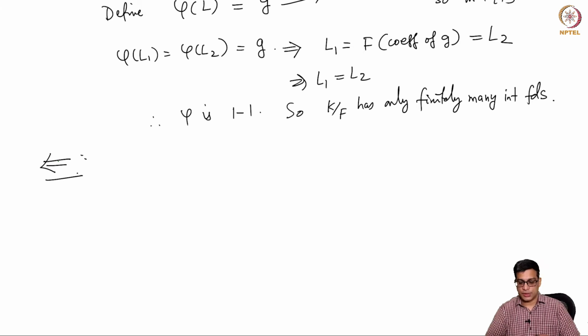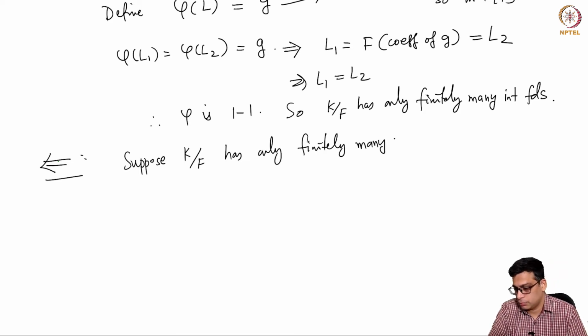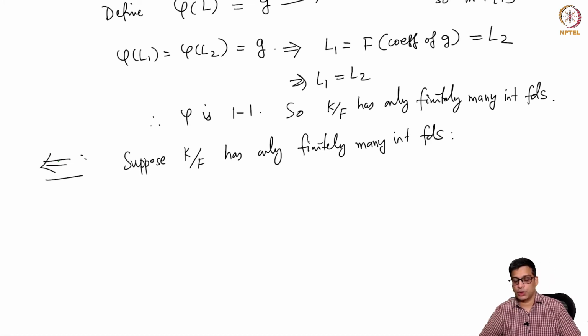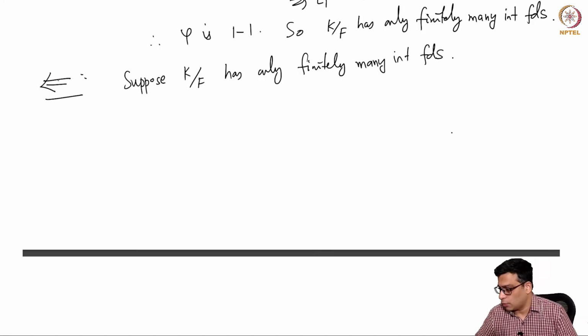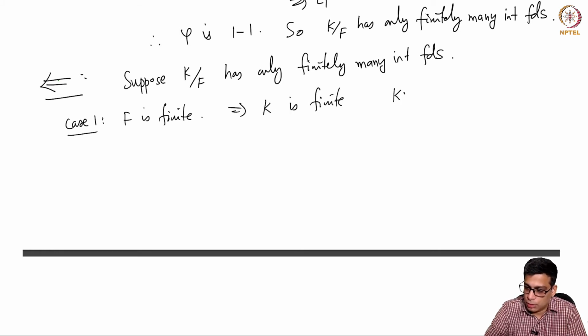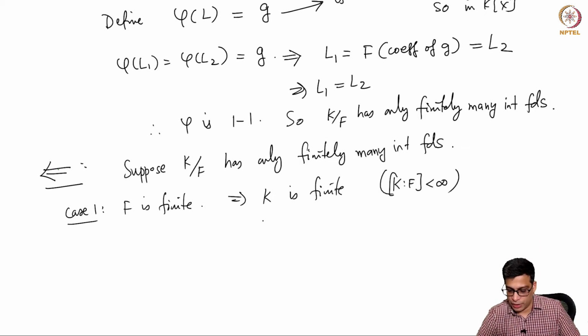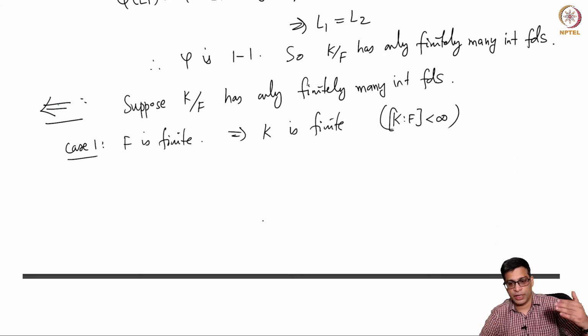Now let's suppose this. Suppose K over F has only finitely many intermediate fields. Our goal is to show that K over F is primitive. So what we do is, first consider the case that F is finite. This implies K is finite, right? Because K colon F is a finite number. We are working with a finite extension. If the base field is finite, the bigger field is also finite.